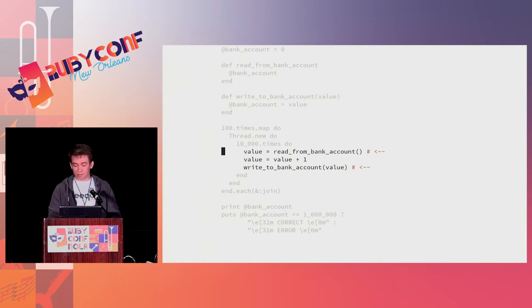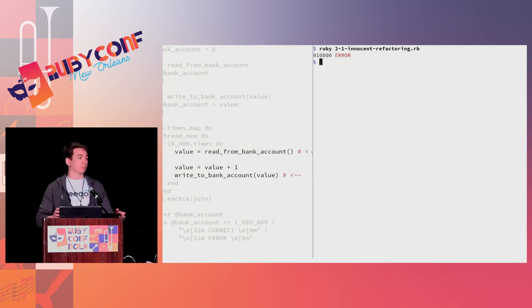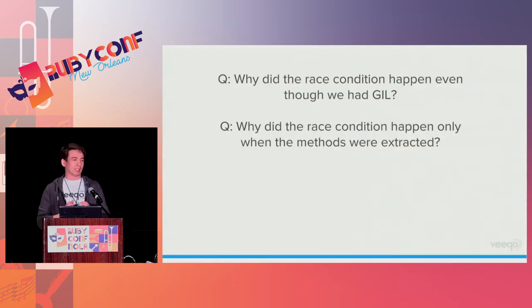GIL doesn't like it. Look, I'm running it again, and it's an error. Why is that? Well, actually, we got two questions here. The first question is why it happened at all. Why did GIL allow race condition to happen? And second question, why did it start to happen only when the junior developer allegedly extracted methods?